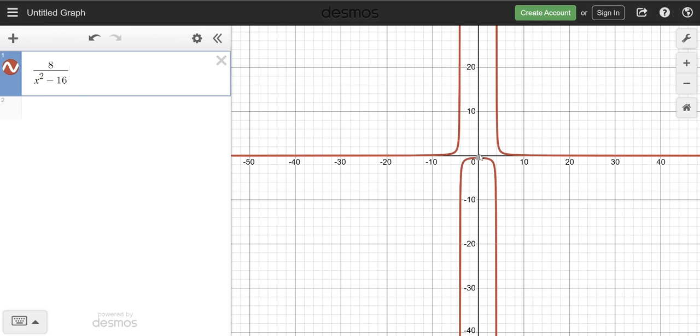Wow. An expression that's just not too complicated, 8 divided by x squared minus 16. Look at this unusual graph that's created. You see anything that's relevant here in terms of the answers that we just had?